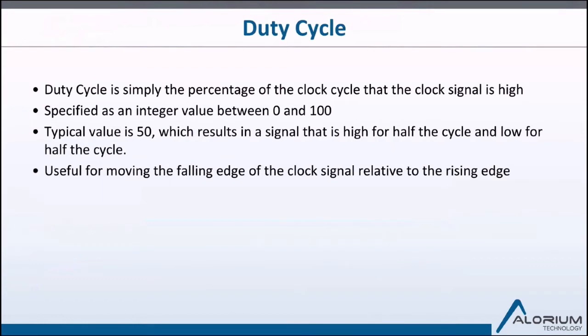The duty cycle parameter is an integer value between 0 and 100. The typical value is 50, which is a 50% duty cycle, resulting in a clock signal that's high half the clock and low for the other half. Using this value is useful if you need to move the falling edge of the clock relative to the rising edge of the clock.